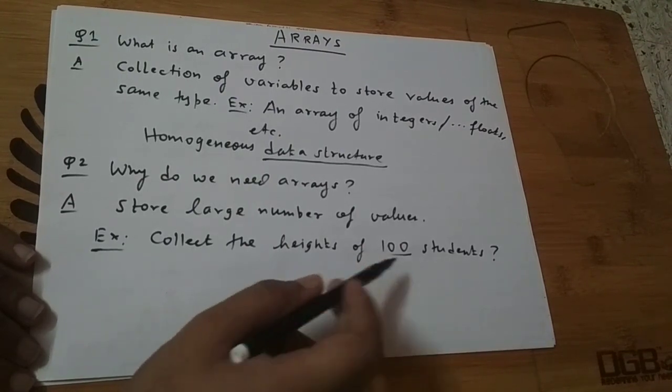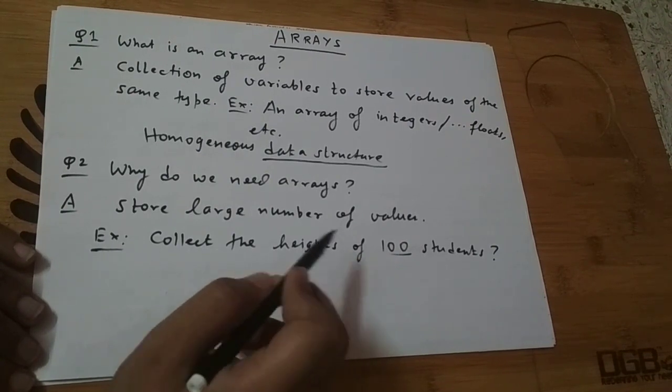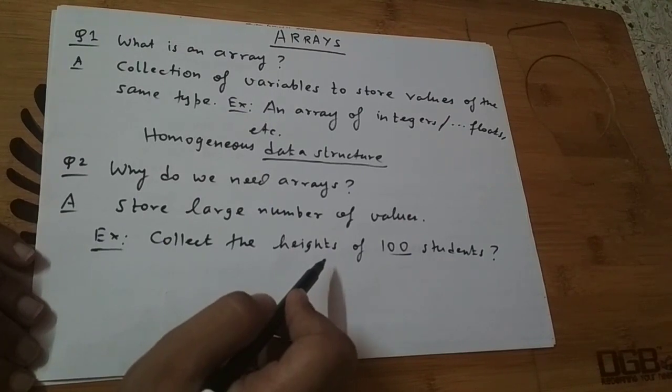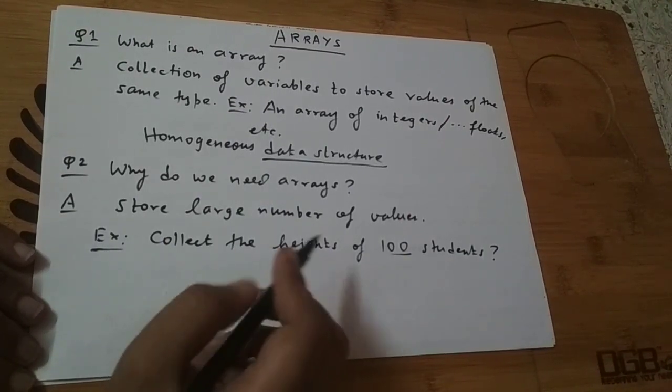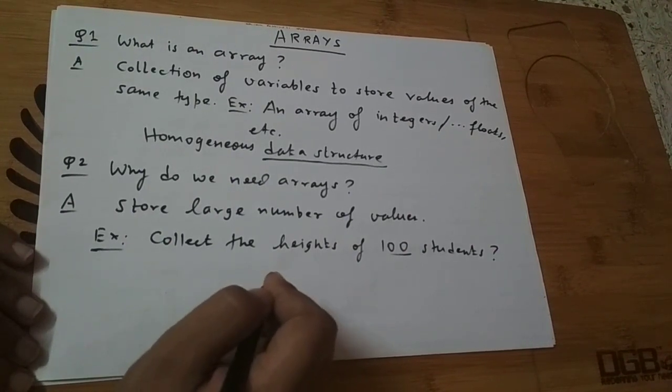So each of these values, each of these heights that we would store in our array, would be called an element. Now, these elements can be accessed using simply the array name and the index of the array, which we will see shortly in the next video. So this was a brief introduction on array. I hope the purpose of arrays is clear.